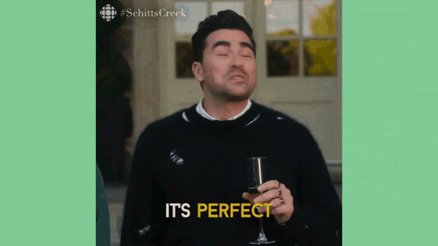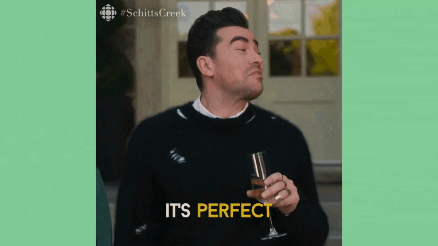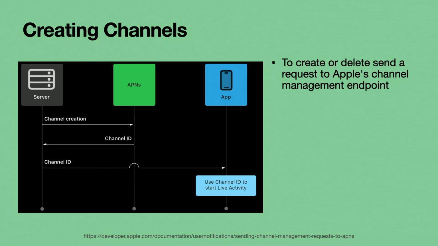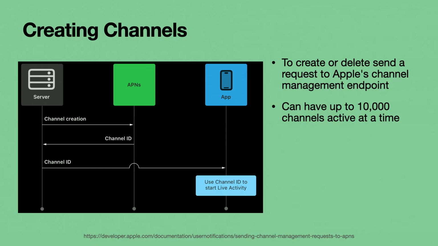We're not customizing the live activity for individual users. We are just sending the same old score updates to every person who's using it. And it's all based around the idea of channels. So to use broadcast push, we need to create a channel for each live activity that our app wants to create or wants to start. And we do this using Apple's channel management endpoints. You can have up to 10,000 of these active at a time, so quite a high limit.